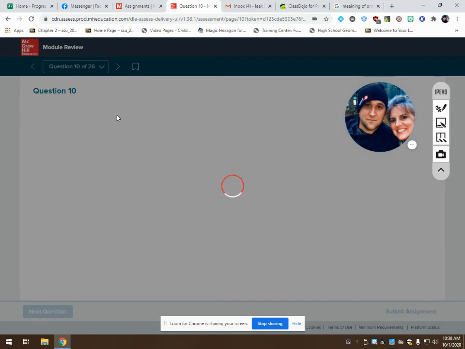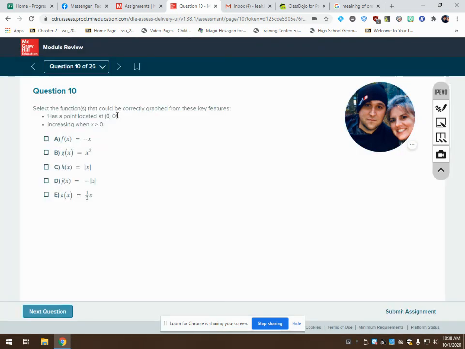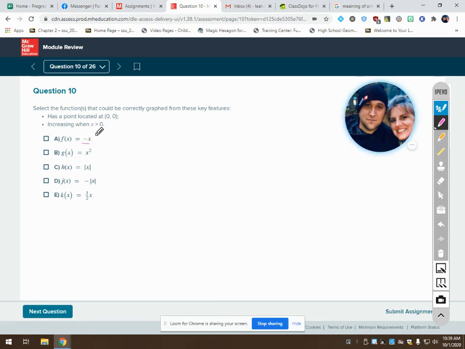Number 10, last one for this video. Select the functions that could be correctly graphed from these key features. Again, I'm going to kind of think about a picture here. This is a linear equation and it has a negative slope, so it's going to be going like this. This is a parabola with a positive coefficient, so I know it's going to look like this. This is an absolute value with a positive value, so it's going to be a happy V. This one's going to be a sad V. And this is 1/2 x, so it's going to go like this.